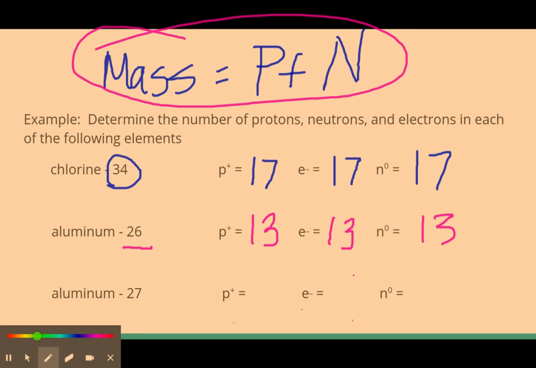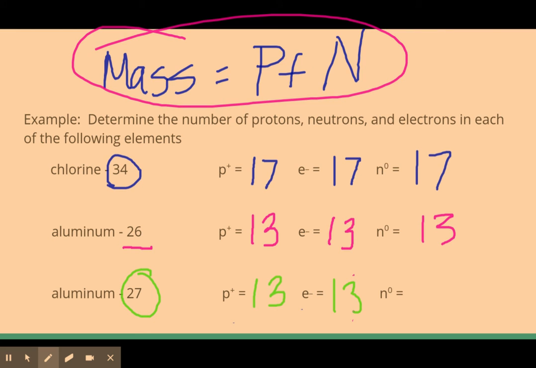All right, so I did not remind you, but hopefully you remember that this 27 means that that is my mass number. So once again, always start with those protons. That's usually the easiest place to start. So I'm going to look at my atomic number. Once again, I know my atomic number for aluminum is 13. So there's a 13 here. It's neutral, so my protons and my electrons are going to be equal.